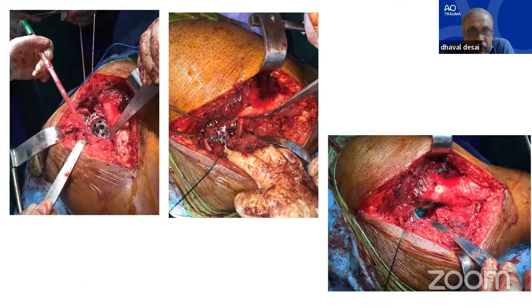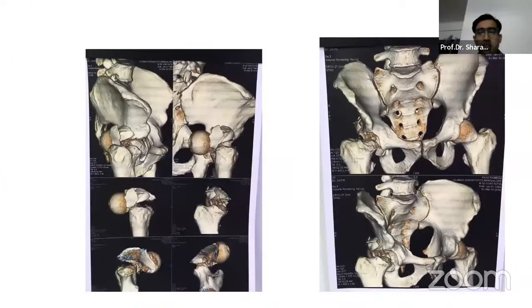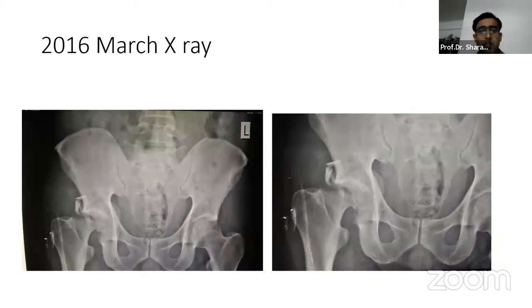Can you go back to the first X-ray? Yes, sir. He is 26 years old. No, sir. He was 49 years old. Now he is 55 years old. Yeah, 5 years. Okay.